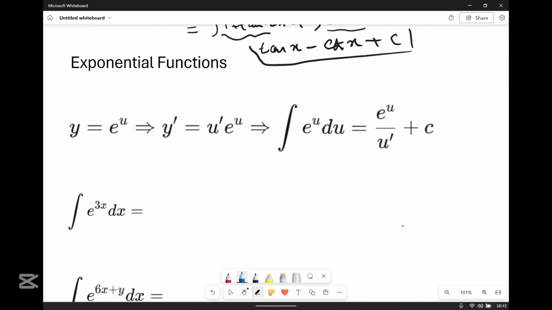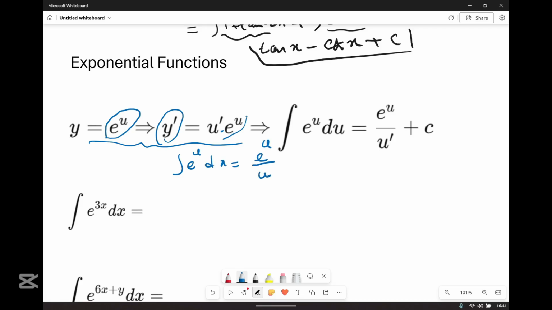But the exponential function. In the derivative, if you have e power u, the derivative is exactly u prime times e power u. Therefore, in integration, the operator is inverse. If your function is the integration of e power u dx, therefore the answer is e power u, not times, but divided by u prime plus c in here.